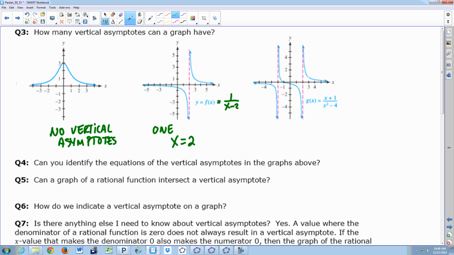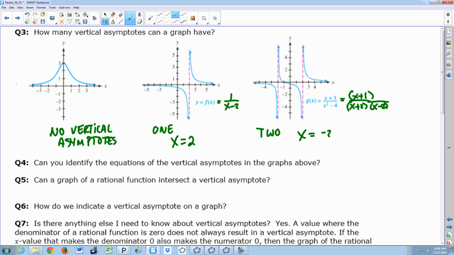All right. And then this function I gave you, but I didn't factor the denominator, but I could have, like this. There we go. And now we see how many asymptotes, vertical asymptotes do we have, Eliza? How many do we have? And where are they located?